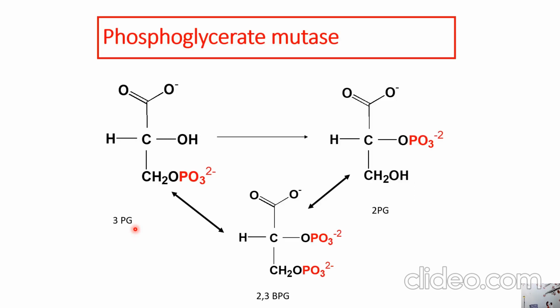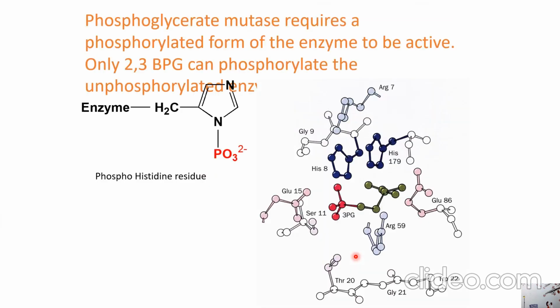This is the reaction of phosphoglycerate mutase: 3-phosphoglycerate, 2-phosphoglycerate, 2,3-bisphosphoglycerate. Phosphoglycerate mutase requires the phosphorylated form of the enzyme to be active. Only 2,3-bisphosphoglycerate can phosphorylate the unphosphorylated enzyme. That somehow confers some kind of specificity to the process.